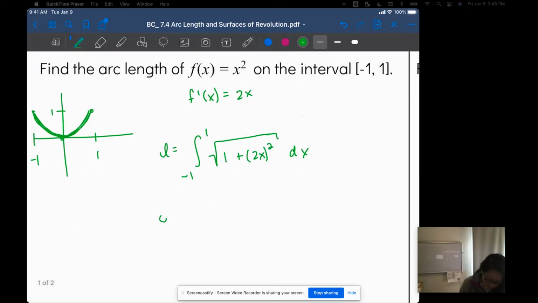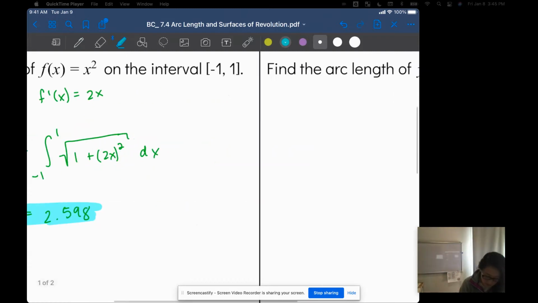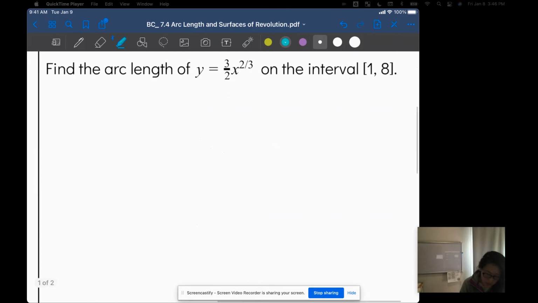Then I substitute that into my calculator to give me a length of 2.598. That's it, y'all. You need the derivative and some bounds. Okay, let's do another one. We're going to find the arc length of y is equal to 3 over 2 x to the 2/3 on the interval from 1 to 8.